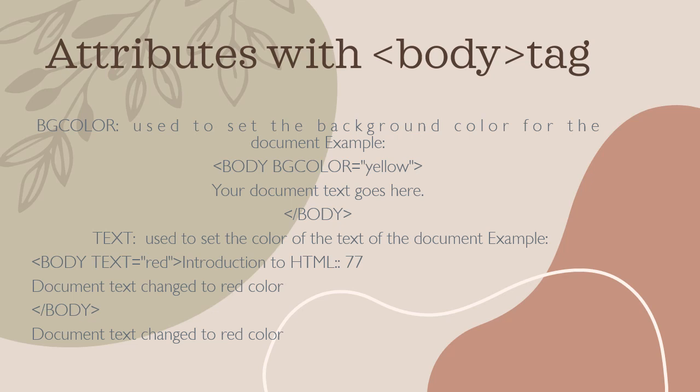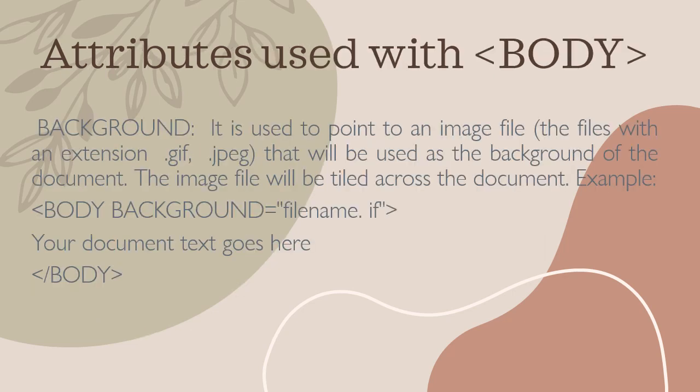For example, the body BG color is equal to yellow. It means the background of the HTML document will be yellow. So document text goes here, and then the body will be closed. Text is used to set the color of the text of the document. Example, and after that the body will be closed, and after that finally the HTML will be closed.